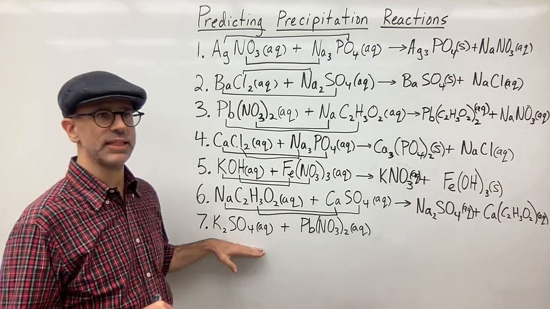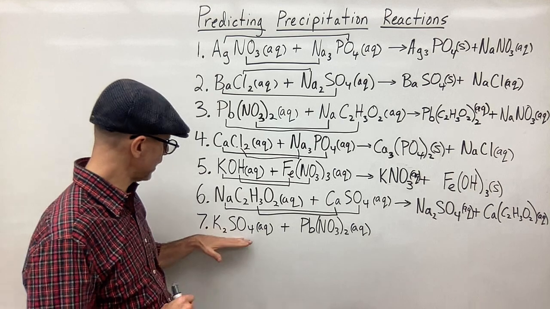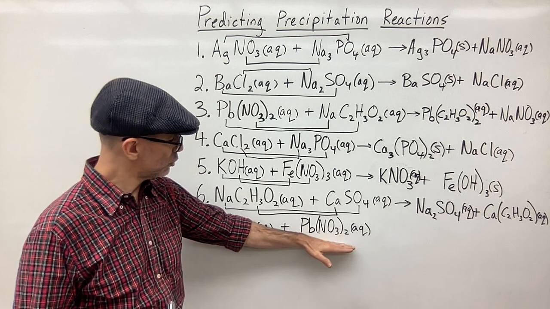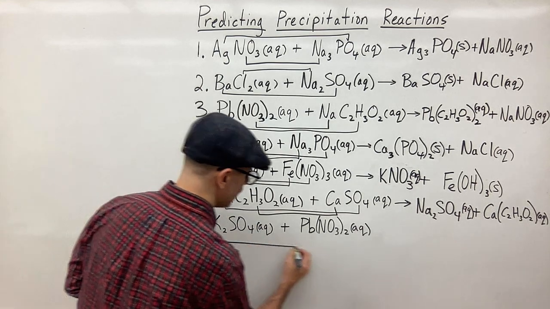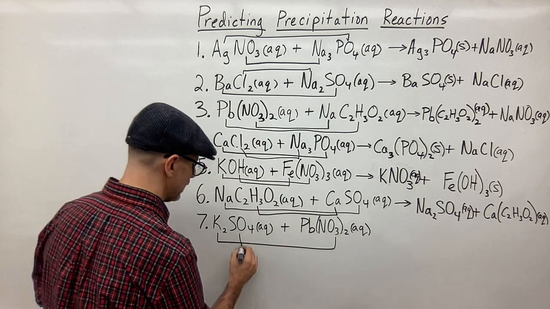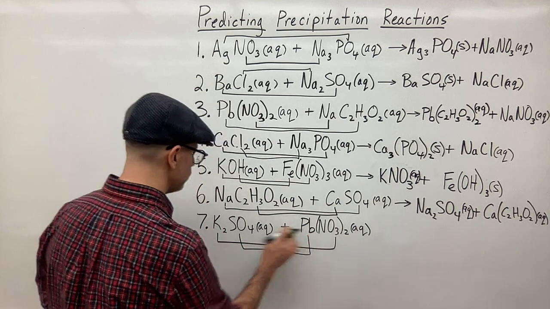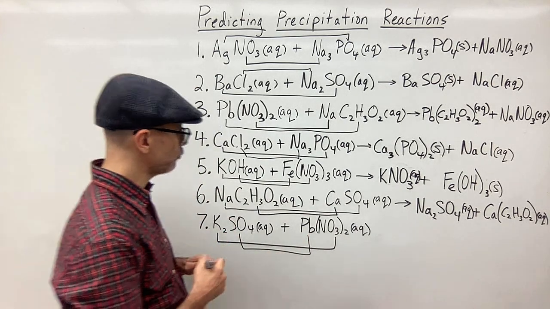Finally, we have number 7. So number 7, again, we have potassium sulfate with lead 2 nitrate. So again, we're going to put the outside ions together, potassium and nitrate, and we're going to put the inside ions together, lead 2 ion and sulfate, and then we'll see what products form.